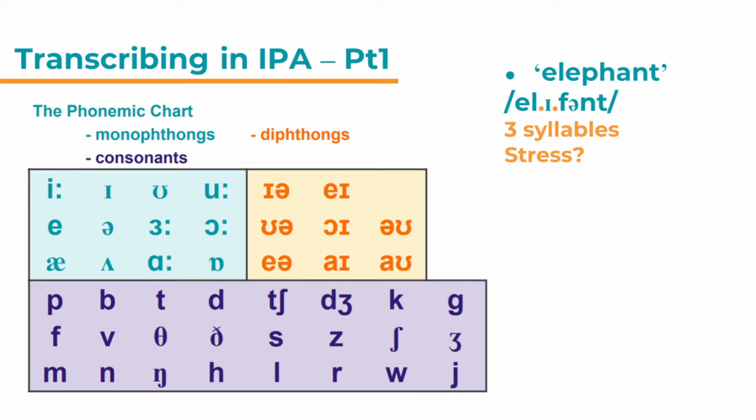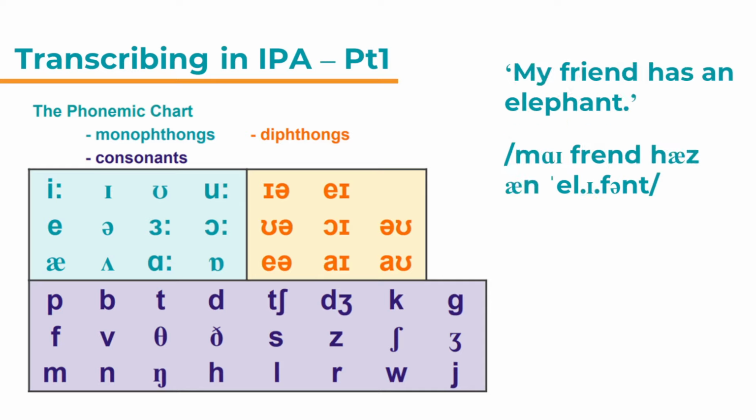Yes, and if you want to show the stress in a phonemic transcription, what you use is this little mark. It looks a bit like an apostrophe. I've put an arrow to it so you can see it because it's quite small. And you put that at the start of the stressed syllable. So that indicates the next syllable is stressed. And so for us, that is the first syllable, elephant. It's not elephant or elephant. No, it's elephant.